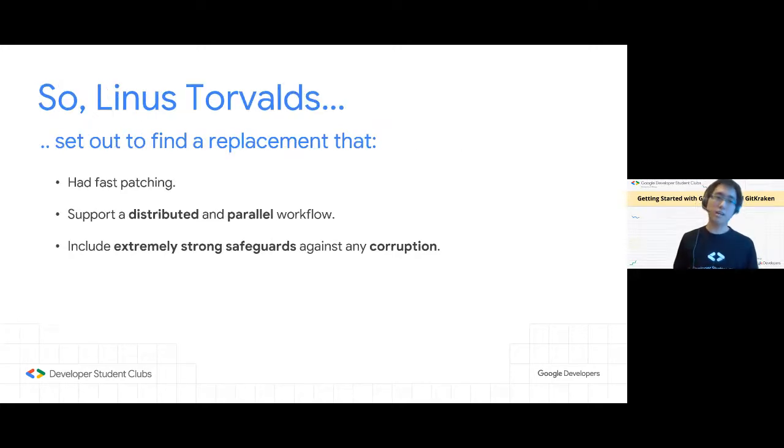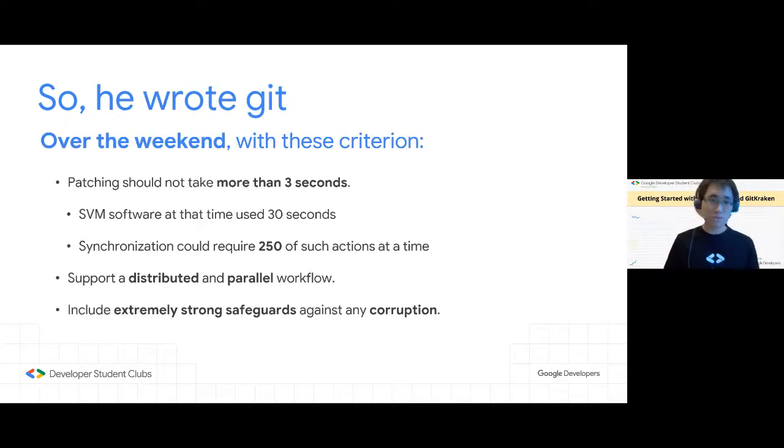So at the end, Linus Torvalds set out to find a replacement that had fast patching and support for a distributed and parallel workflow, because remember, the contributors for Linux span across the world. And of course, it really needed to include very strong safeguards against any corruption. So the legend goes that he just wrote Git over the weekend with these few criteria.